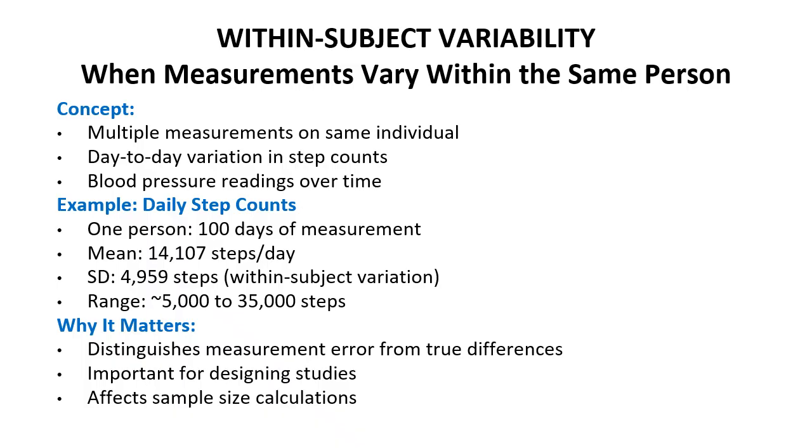So we have one person that measured for 100 days, and they had a mean of 14,107 steps per day. They had a standard deviation of 4,959 steps of variation. That's the within subject variation. And their range was from 5,000 to 35,000 steps per day. And so now you see that their average, their mean, is 14,107 steps a day. Well, why does this matter?